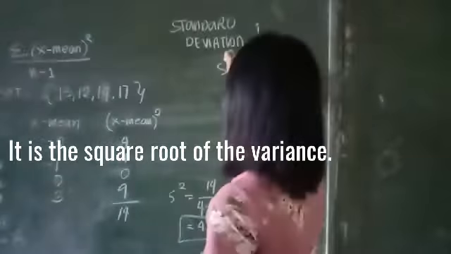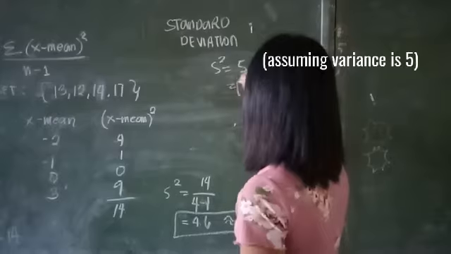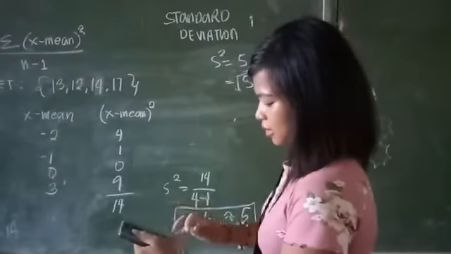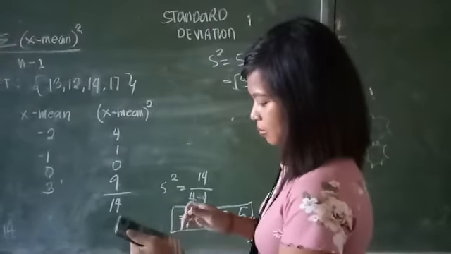So to find the standard deviation, it is the square root of its variance. So s squared is 5 because our variance is 5. So the square root of 5 is 2.24. So this is the standard deviation.